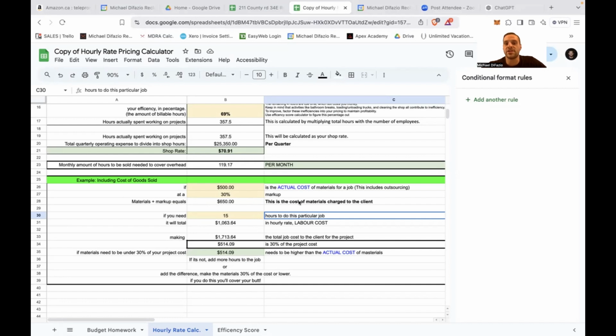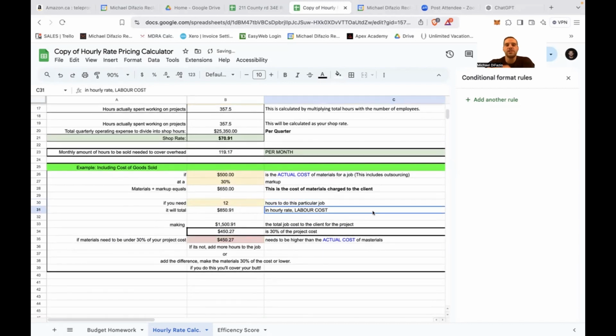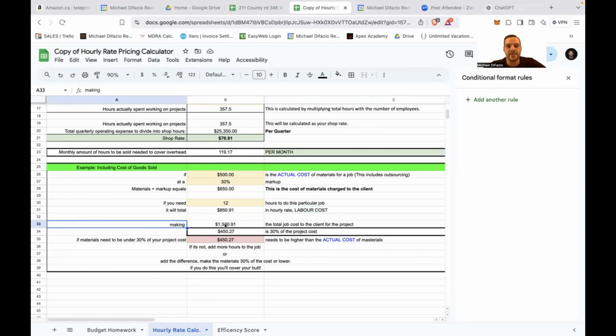This is the cost of materials charged to the client, right? So if it's going to cost $500, it's going to cost the client $650. If you need 12 hours to do this particular job, it will total you $850 in hourly rate, the labor cost. So $850 is going to go to labor cost, $650 is going to go to material cost, making the project $1,500, the total job cost to the client of the project. Okay, that's cool. That's step one.